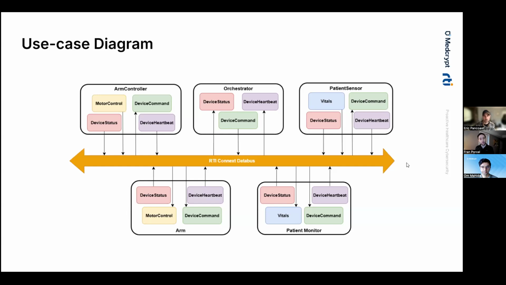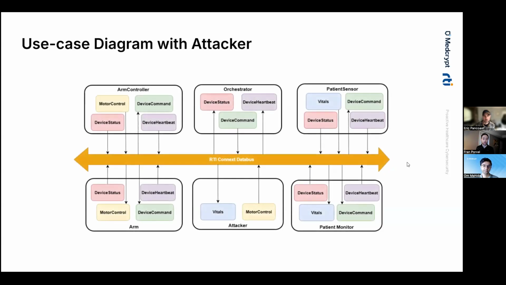And as part of the demo as well, we're going to see how an attacker is going to try to come into the data bus and connect there. This attacker is going to try to subscribe to the vitals of the patient and steal that data. It's also going to try to publish data through the motor control command to take control of the robotic arm that may be in use during a procedure, during some surgery that the surgeon is doing. It's going to try to tamper with that data.